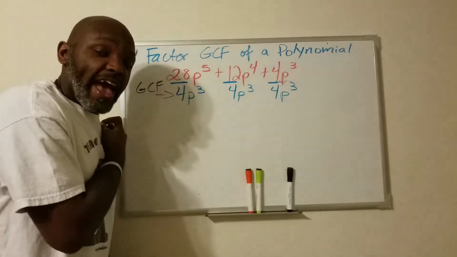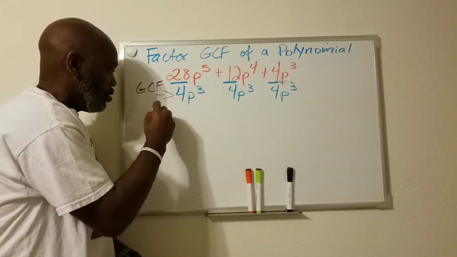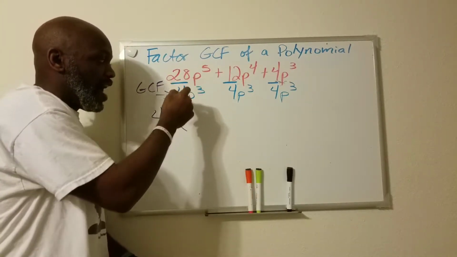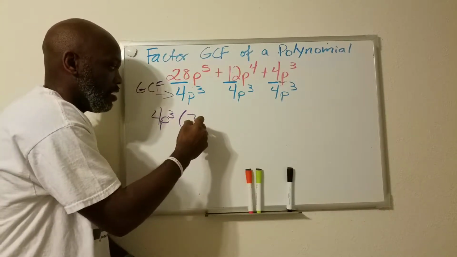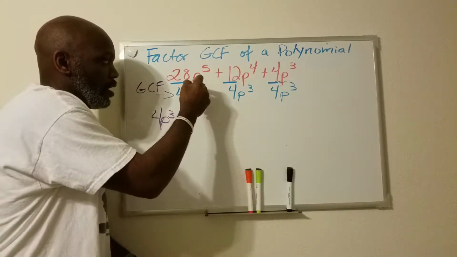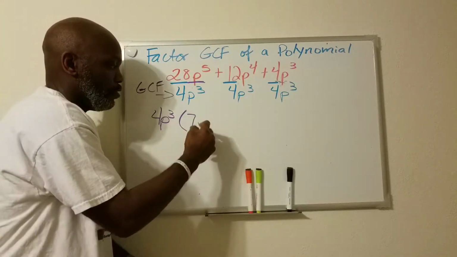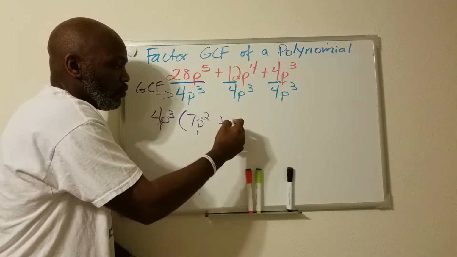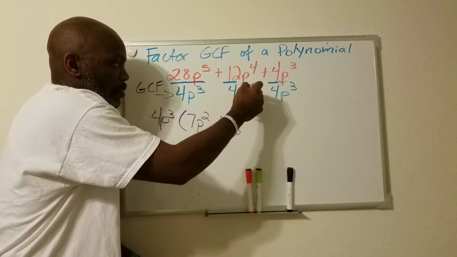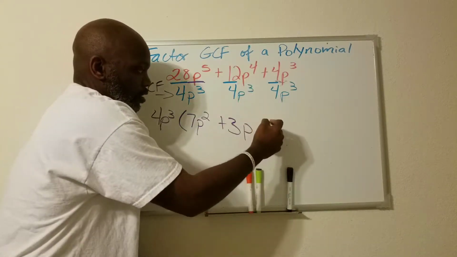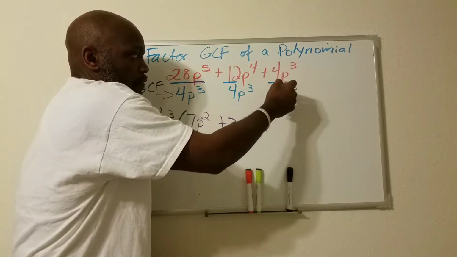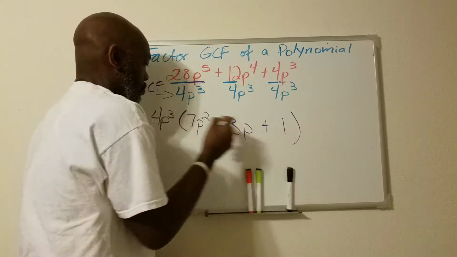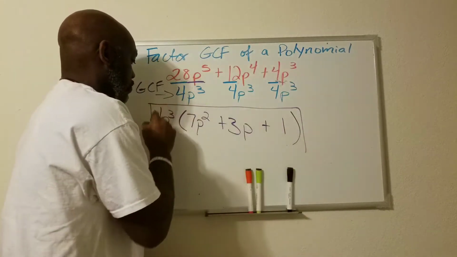But I'm factoring it out. Okay. So I am going to kind of put this here. Right. And then I'm dividing. I'm reducing. 28 divided by 4 is 7. P to the fifth divided by p to the third. Remember, you subtract the exponent, that's p to the second. We have plus 12 divided by 4, which is 3. P to the fourth divided by p to the third is just the letter p. And then we have 4p to the third divided by 4p to the third, right? And any term or any number divided by itself is 1. And so here you have your answer being factored out.